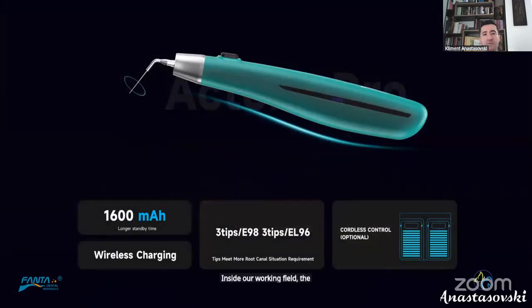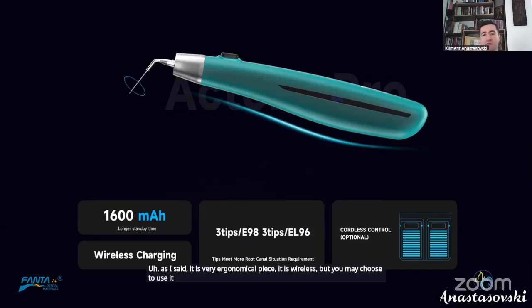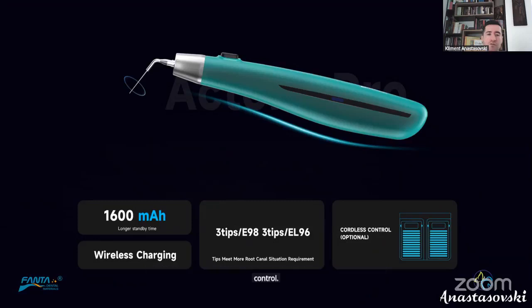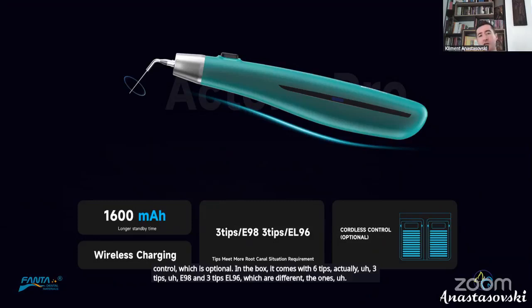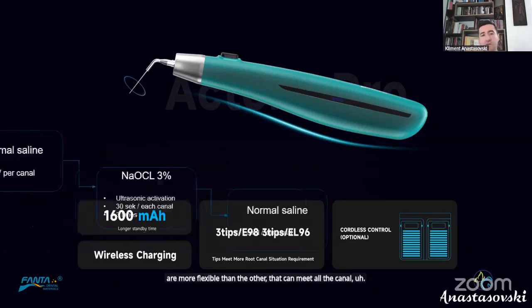The battery lifespan is very great actually. I'm using it for a lot of patients, a lot of cases before I attach it to the charger. As I said, it is a very ergonomic piece. It is wireless, but you may choose to use it with a cordless control, which is optional. In the box, it comes with six tips, three tips E98 and three tips EL96, which are different. One is more flexible than the other, which can meet all the canal situation requirements.